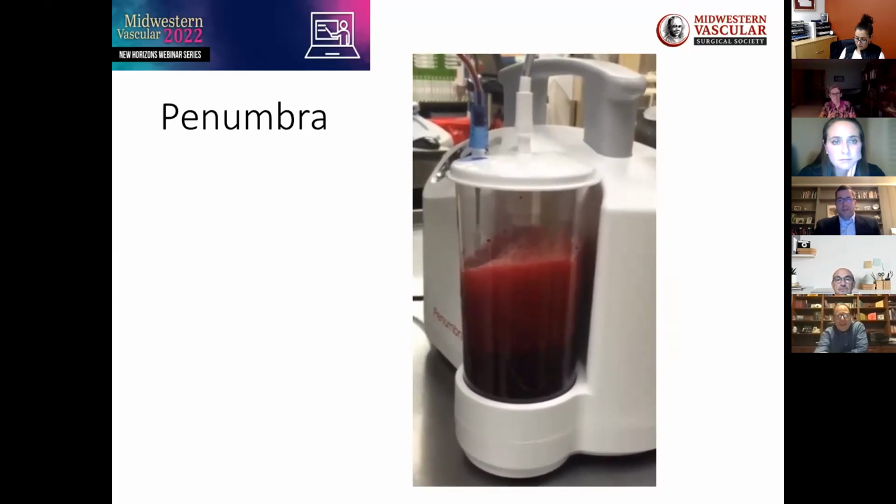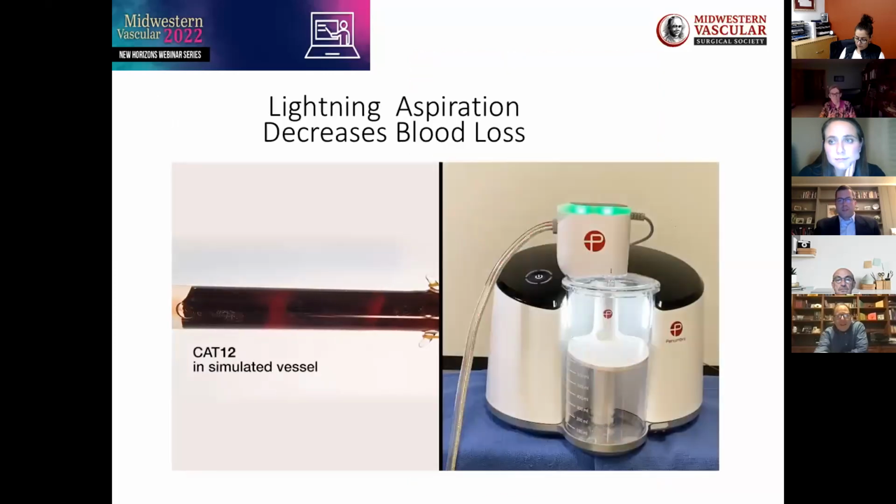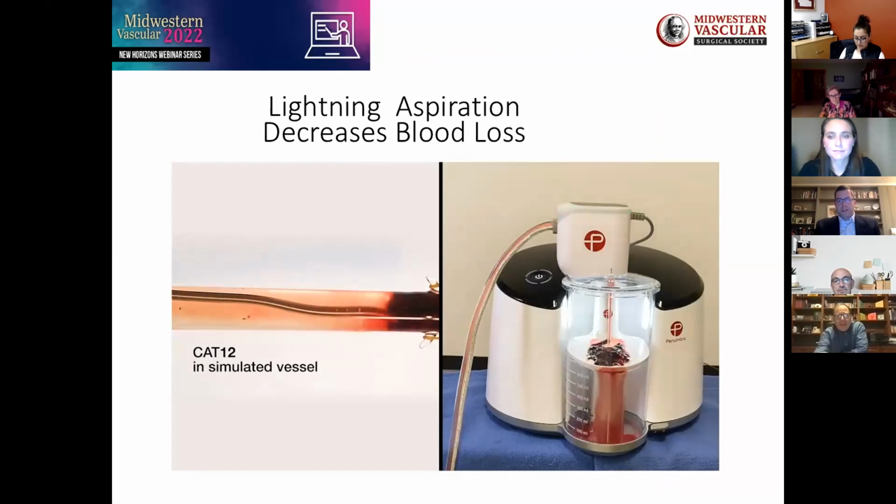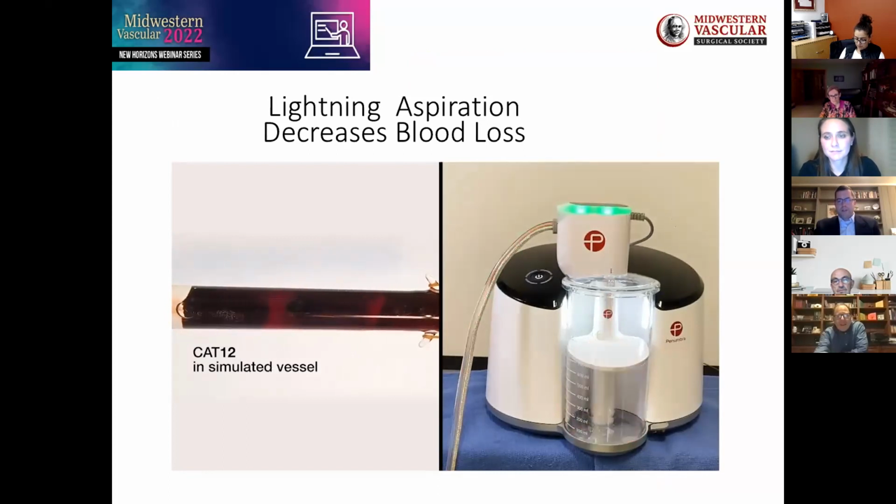The nice thing about the new Lightning system is that it can detect whether the catheter is in flowing blood versus thrombus. When it's in flowing blood, it goes on intermittent aspiration. When it has encountered thrombus, it goes on continuous to help remove the thrombus and decrease overall blood loss.